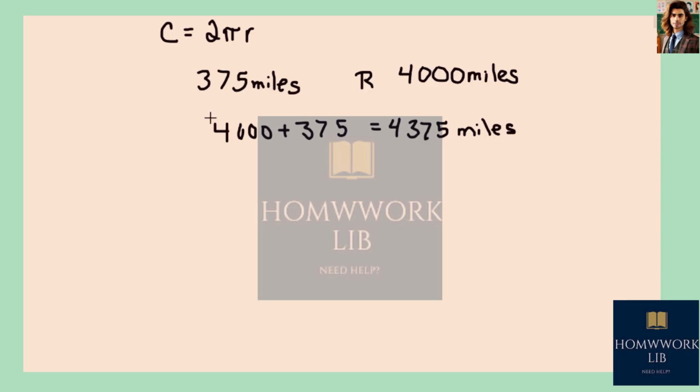So we're going to plug that into the circumference formula. So 4,375 times pi times 2. So we can multiply the two numbers together. That gets us 8,750 pi miles.